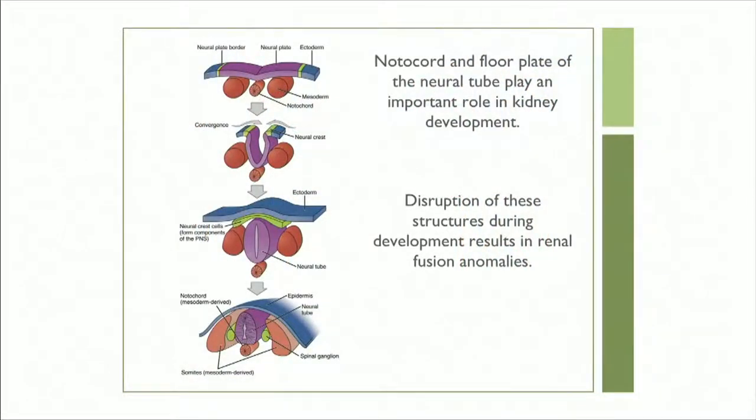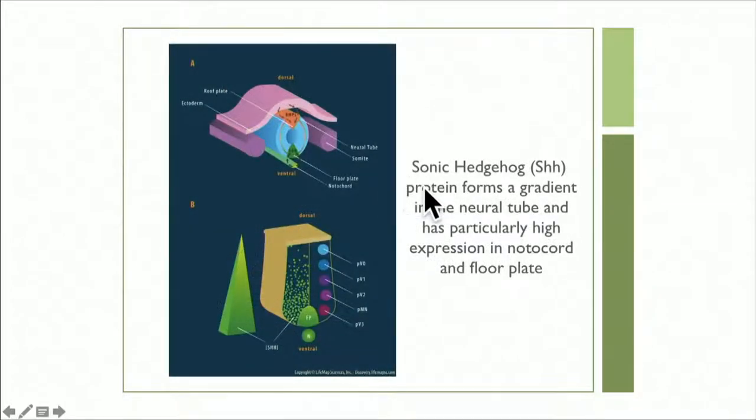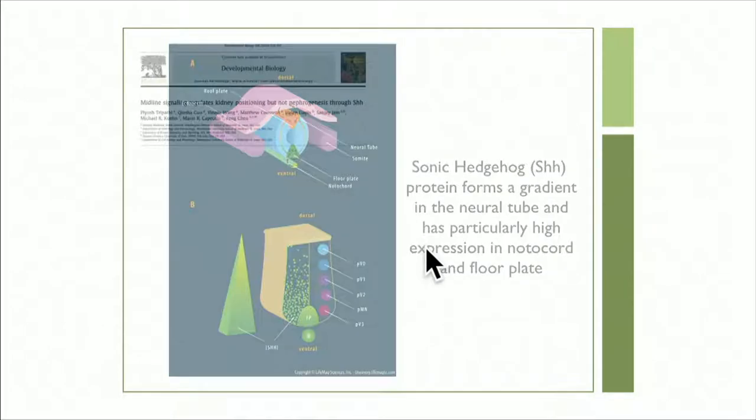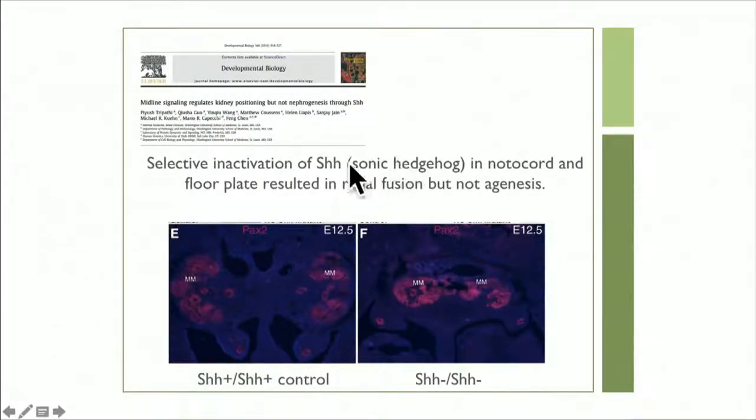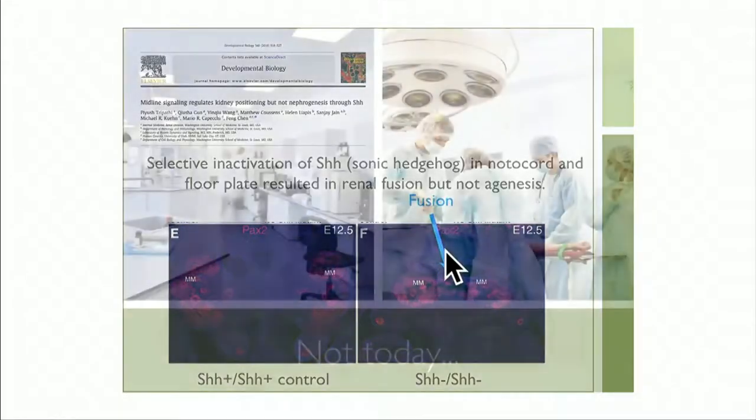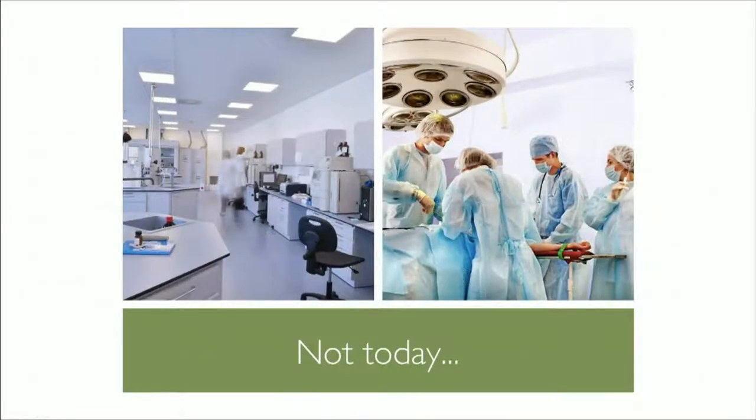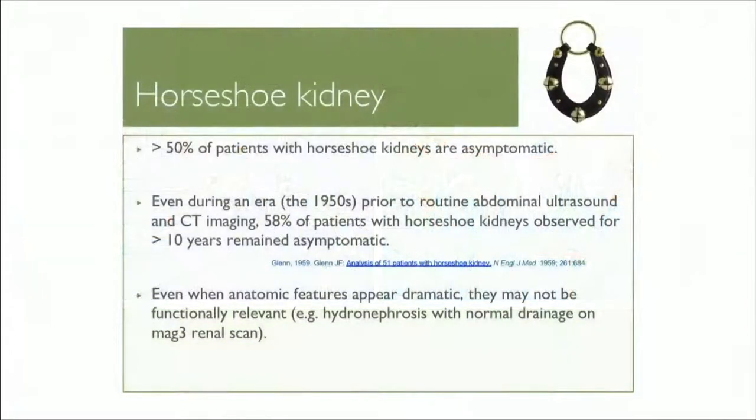We're not going to talk much about embryology, but basically the process of renal development is involved with the notochord and floor plate. These play a critical role in fusion, and disruption of these structures during embryologic development results in fusion anomalies. Part of that has to do with a protein called the sonic hedgehog protein, which creates a gradient within the notochord. If you disrupt this molecularly by inactivating it specifically in the notochord, you don't end up with no kidneys. You end up with a fusion anomaly that looks a lot like a horseshoe kidney. Today, though, we are not going to spend our time talking about molecular biology. We're going to touch mostly on the clinical issues associated with this process.